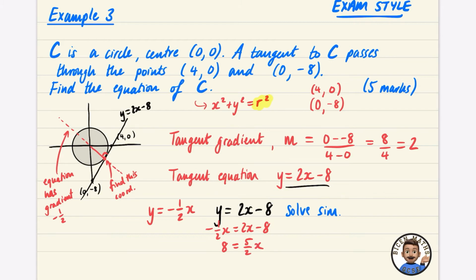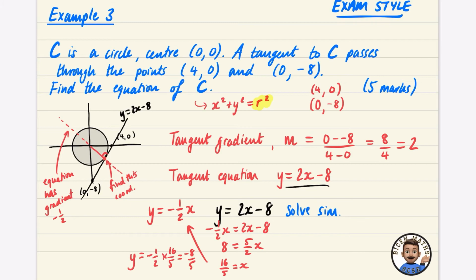So now I'm just going to solve this equation. I'm going to multiply both sides by 2 and then divide by 5. So x is equal to 16 over 5. Now I should very quickly be able to find out what y is equal to, because I know that y is equal to -1/2x. So y is going to be equal to -1/2 multiplied by 16 over 5. Well, it's just a half of that, so it's minus 8 over 5.